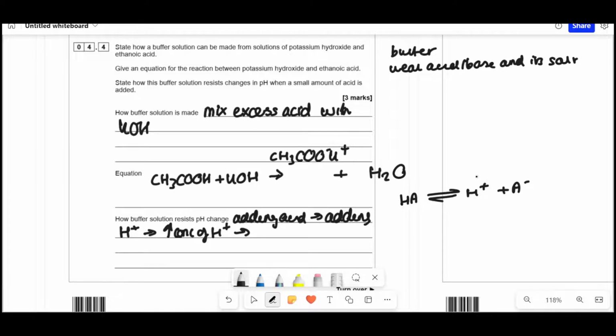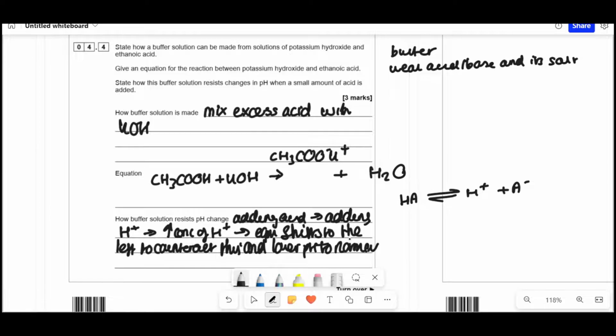So what's going to happen if this goes higher? Well, like every other equilibrium, you guys know that it would shift to the left in this case. So the equilibrium shifts to the left. I know it says ignore equilibrium in the mark scheme, but you might as well just say it. Don't lose any marks. It shifts to the left to counteract this and lower pH back down to normal.